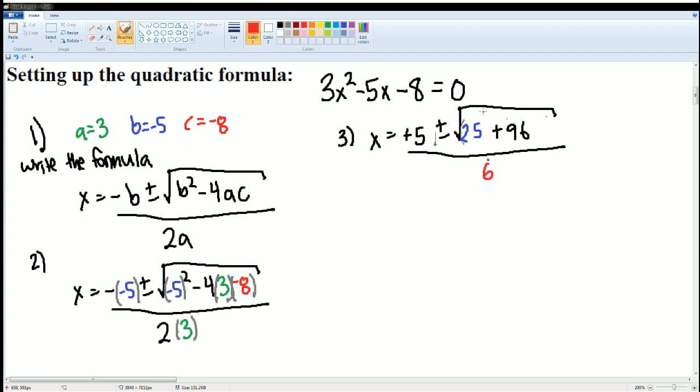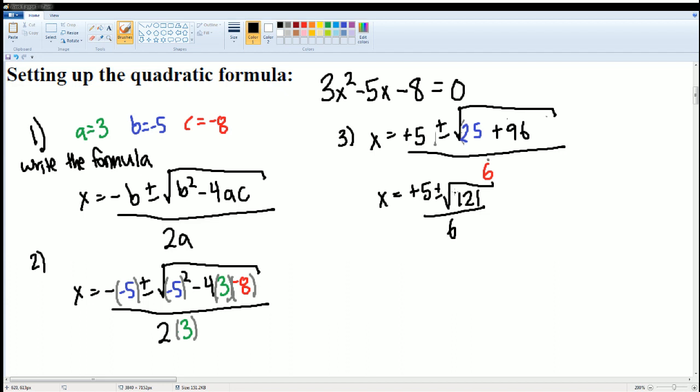Alright. Notice this is easier to work with. There's a little bit more steps, I'm just going to do 25 plus 96 becomes 121 divided by 6. This is the reason why you shouldn't use a calculator, because you're going to get a weird decimal. Notice this is a good step to have. This is all part of step 3.